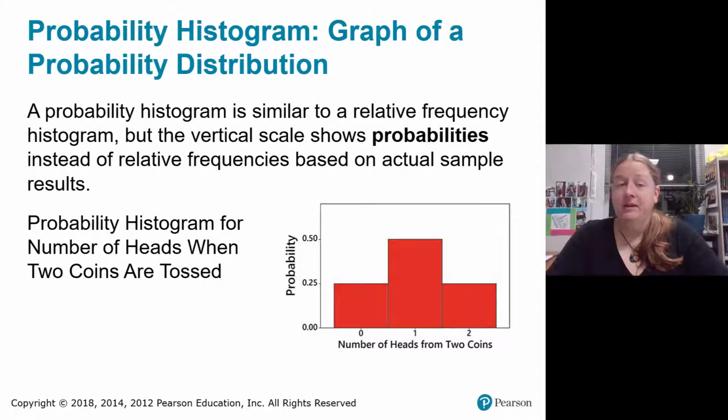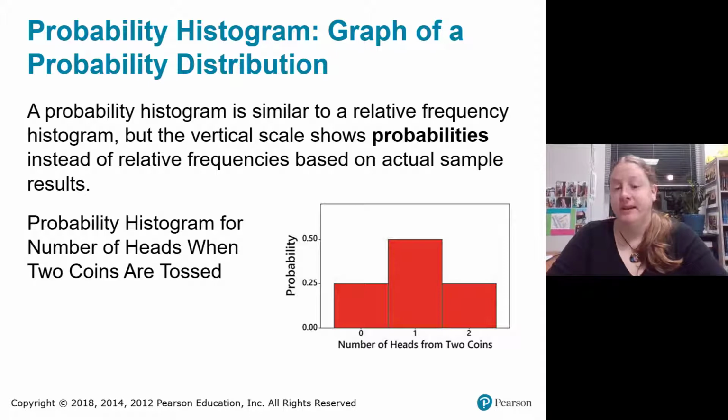So a probability histogram just graphically shows us our probability distribution. Notice it's a lot like a relative frequency histogram. If we had taken a relative frequency histogram and labeled the vertical axis with the decimal forms of percents rather than percents, and we had used theoretical probabilities instead of looking at the actual results that we got when we did the experiment, then we would have a probability histogram. So here's the probability histogram for the number of heads when 2 coins are tossed.